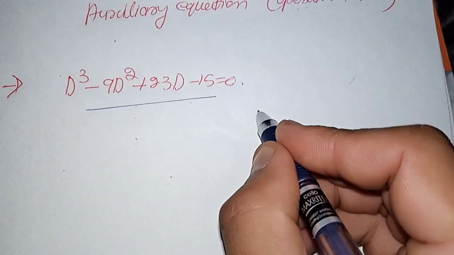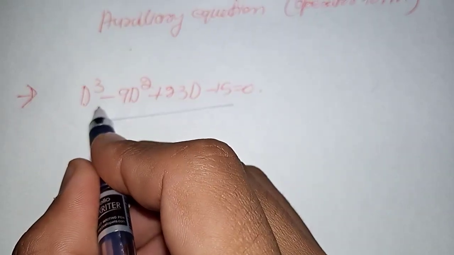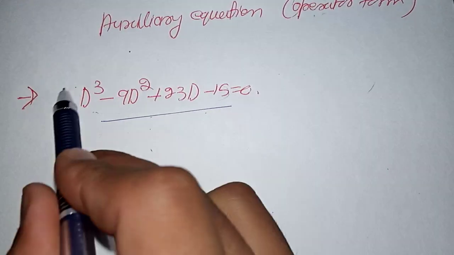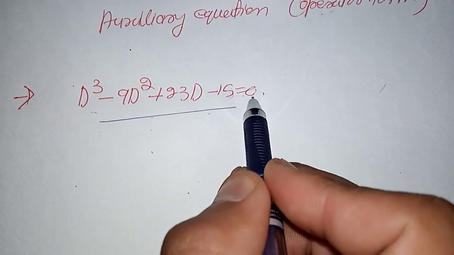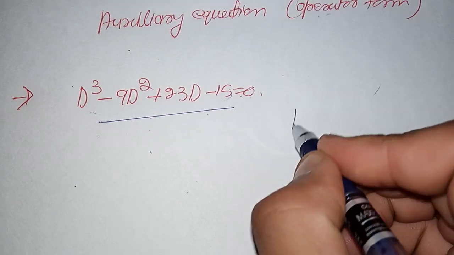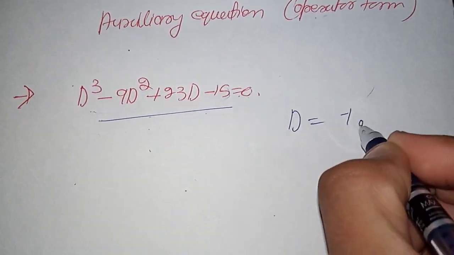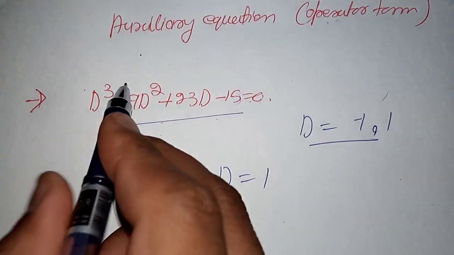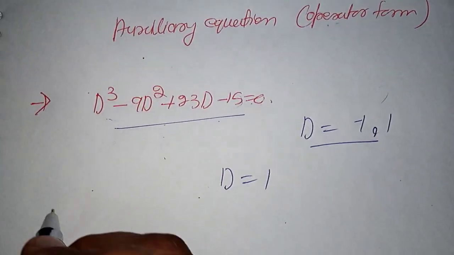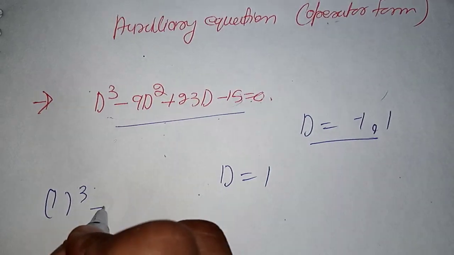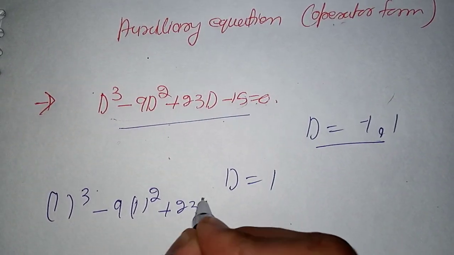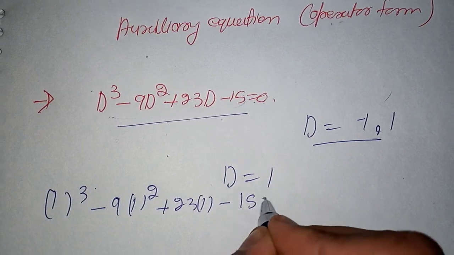We have to place a value in the place of d by which this whole equation comes out equal to 0. These values are mostly minus 1 and 1. First we place d is equal to 1 in this equation. The equation becomes 1 cube minus 9 times 1 square plus 23 times 1 minus 15 is equal to 0.